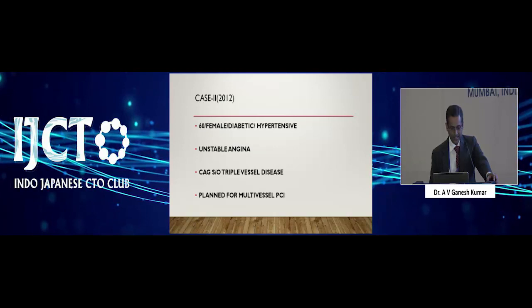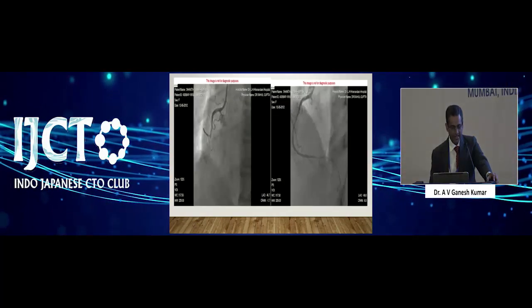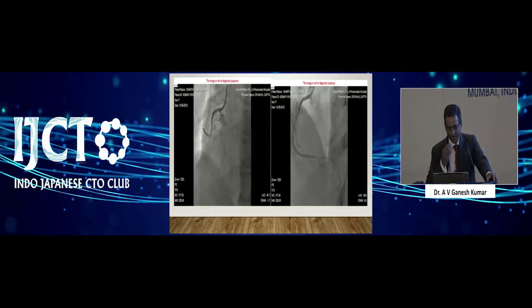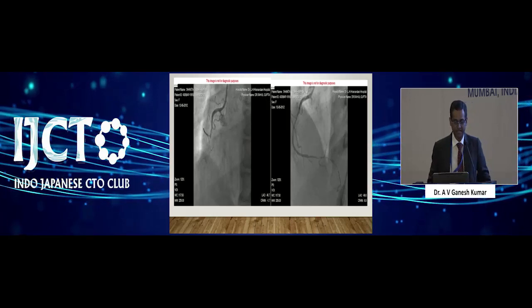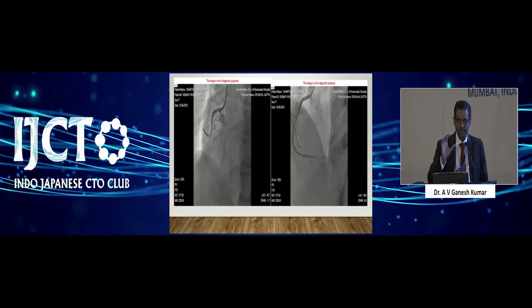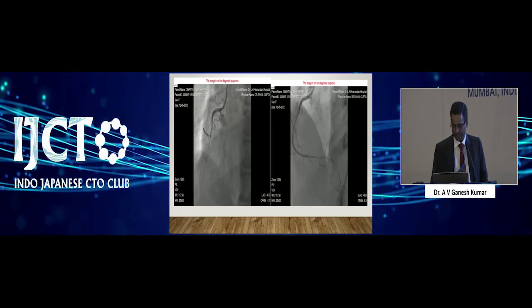Another 60-year-old lady, unstable angina, triple vessel disease, planned for multivessel PCI with the right artery having a CTO. And when you open up these CTOs, you see the whole thing is diffusely diseased. I mean, where do you place the stent, lower down? Whether you do only a focal stenting in the mid-RCA or you go right up to the distal and make a full metal jacket.